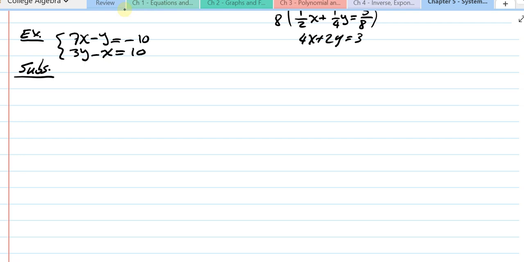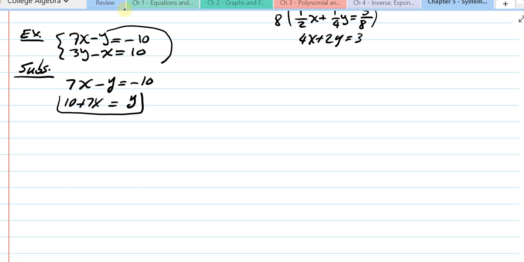So I'm going to solve for y in that first equation. My first equation is 7x minus y equals -10. All right, now to solve for y, I'm going to move y to the right side, bring 10 to the left side, so I get 10 plus 7x, or 7x plus 10, doesn't matter. And there. So you solve for the variable of your choice in the equation of your choice.